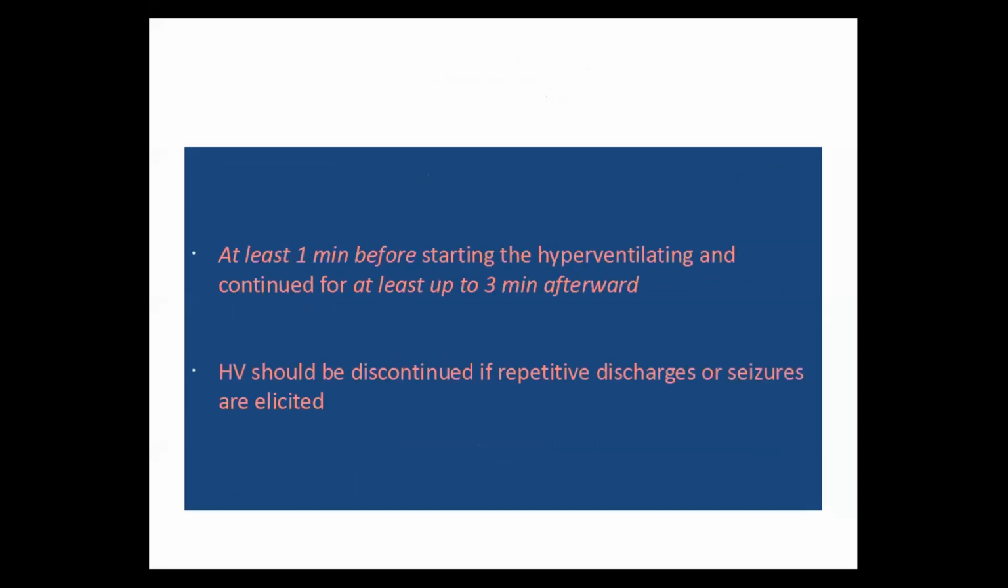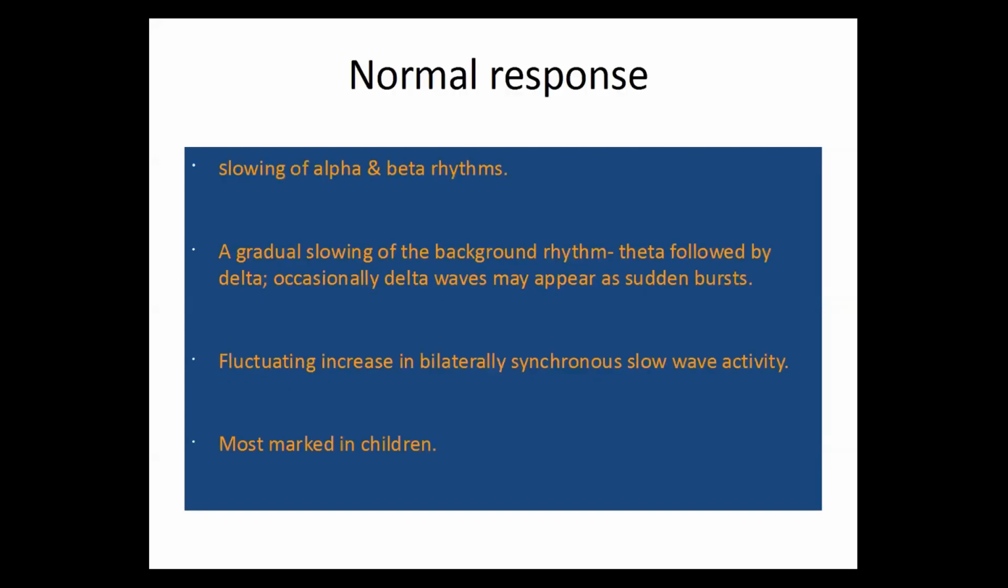At least 1 minute before starting the hyperventilation, the EEG should be recorded, and the EEG is continued for at least 3 minutes after the hyperventilation ends. So the post hyperventilation changes are also important in many diseases, the post HV alterations. If you see some repetitive discharges or seizures, then you can stop the hyperventilation.